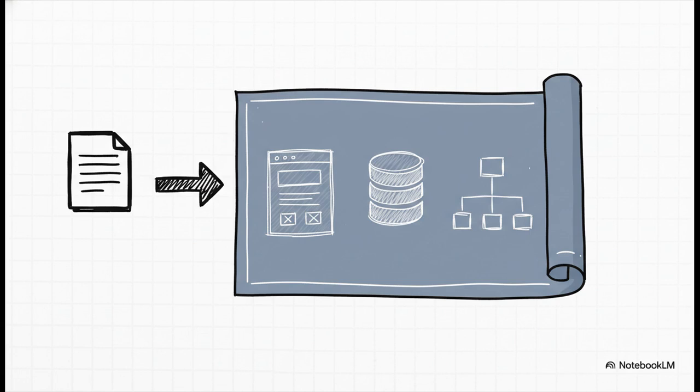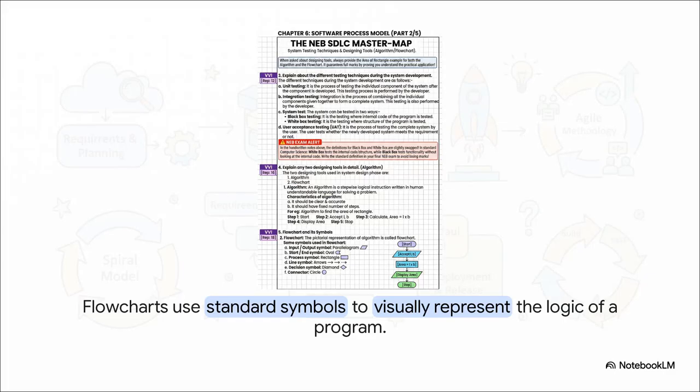So you've got all those requirements. Now what? Well, now it's time for system design. This is where the technical blueprint gets drawn up. You take the what we need from the analysis phase and you translate it into the how we're going to build it. And this is where things like algorithms and flowcharts become super important for mapping out the entire system's logic.